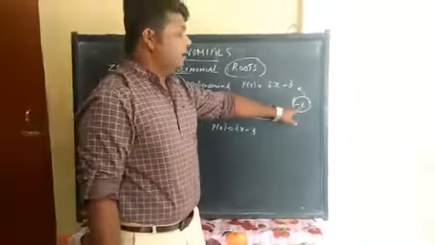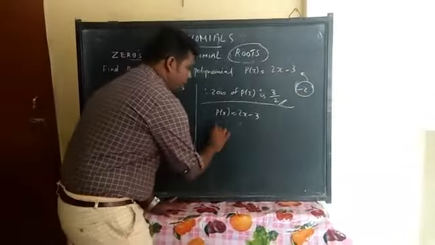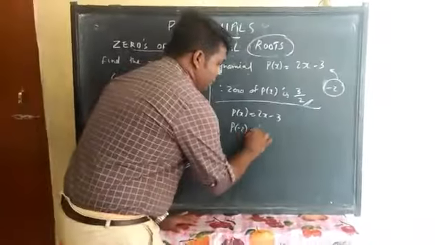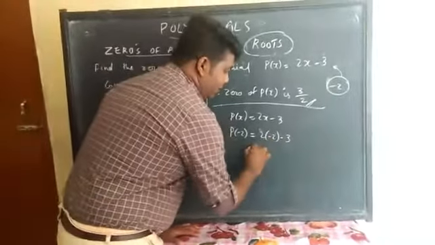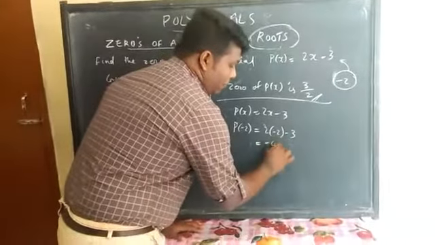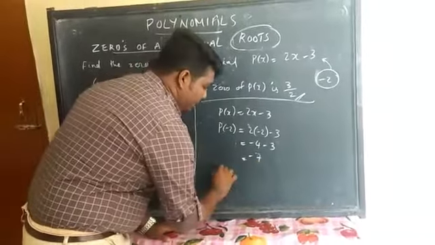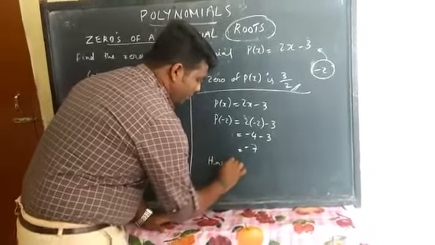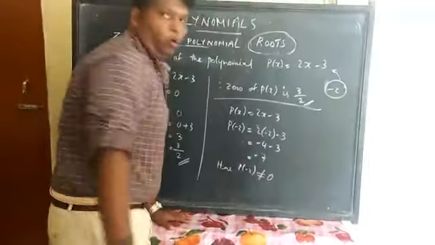So we are going to check this value, right? So let us check p of minus 2. Check p of minus 2. p of minus 2, how much? 2 into minus 2 minus 3. That is 2 into minus 2 is minus 4, minus 3. That is equal to minus 7. Here p of minus 2 is not equal to 0.